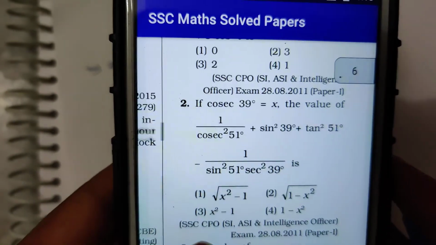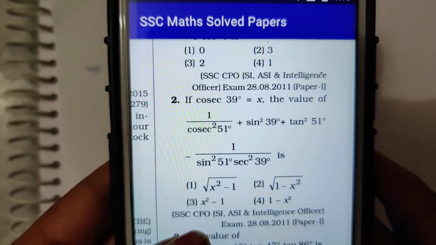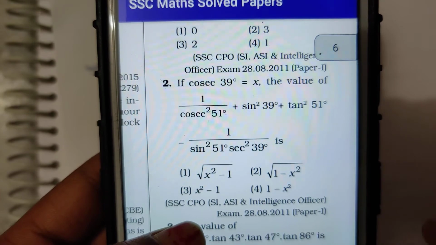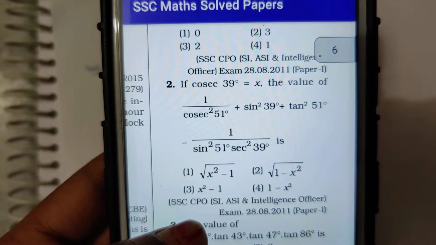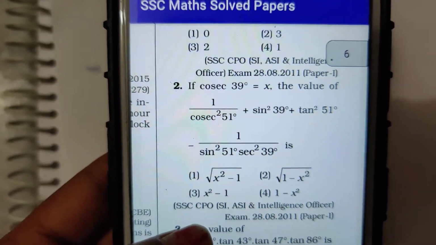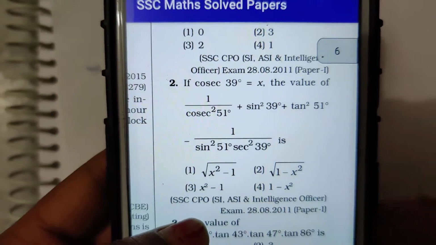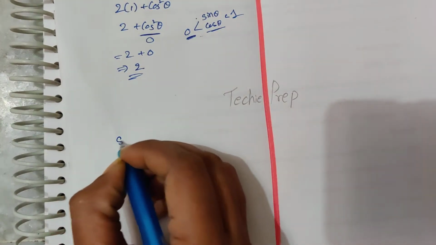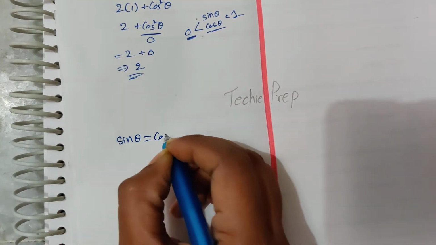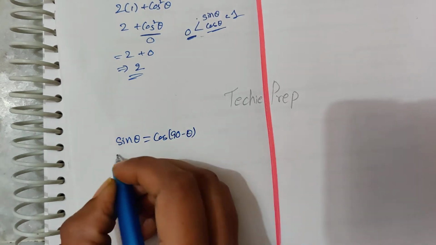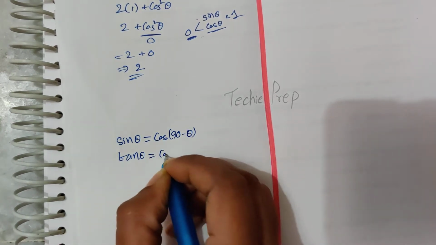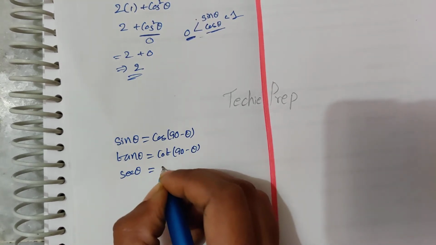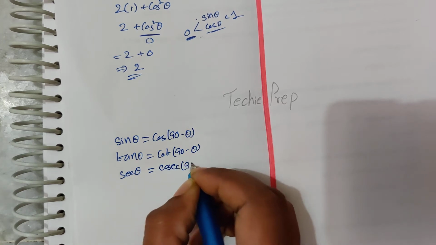Now going further to the second question: if cosecant 39 is x, then find the value of the given expression. In order to solve questions like these, you have to know some basics, which are required for the following questions also. We already know sin theta is equal to cos of 90 minus theta, and tan theta is equal to cot of 90 minus theta. Secant theta is equal to cosecant of 90 minus theta.